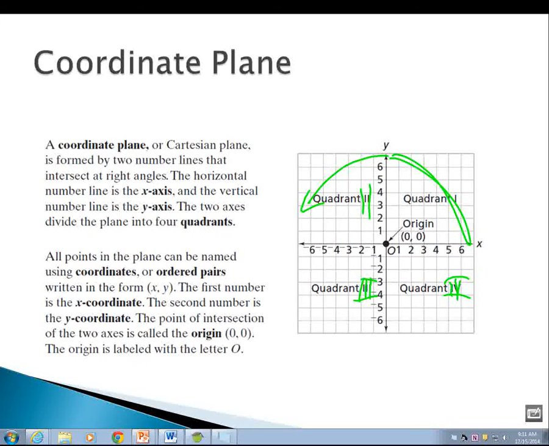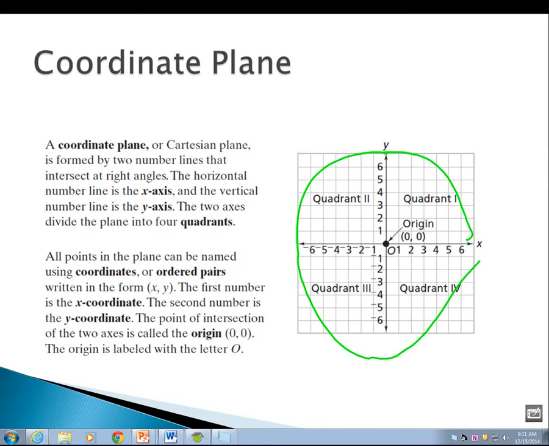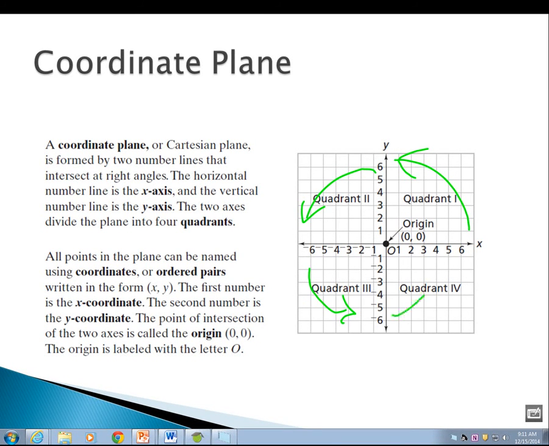Okay, see how those are numbered in Roman numerals? Okay. So as we're in quadrant 1, then it's quadrant 2, then it's quadrant 3, quadrant 4. Now, we're not going to be moving really in this direction, but that's the way that they're just counted. Okay, after quadrant 4, it starts over again at quadrant 1.